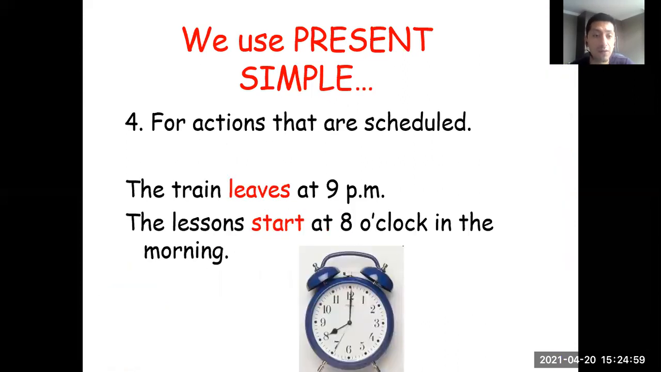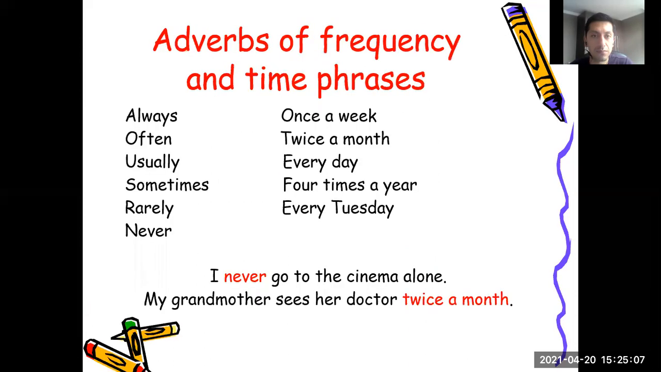And for actions that are scheduled, for example, the train leaves at 9 p.m., the lessons start at 8 o'clock. Some adverbs of frequency and time phrases that we can use in the simple present demonstrate how often we do the actions. So for example, always, often, usually, sometimes, rarely, never, once a week, twice a month, every day, 4 times a year, every Tuesday, depending on the frequency that we do the actions that we are expressing in the sentences. So for example, I never go to the cinema alone, or my grandmother sees her doctor twice a month.